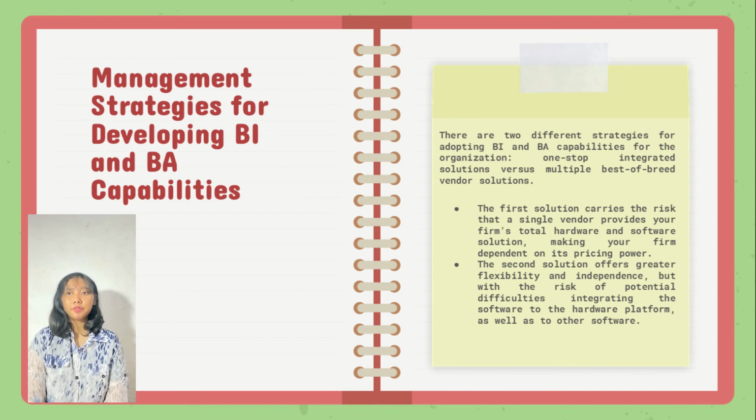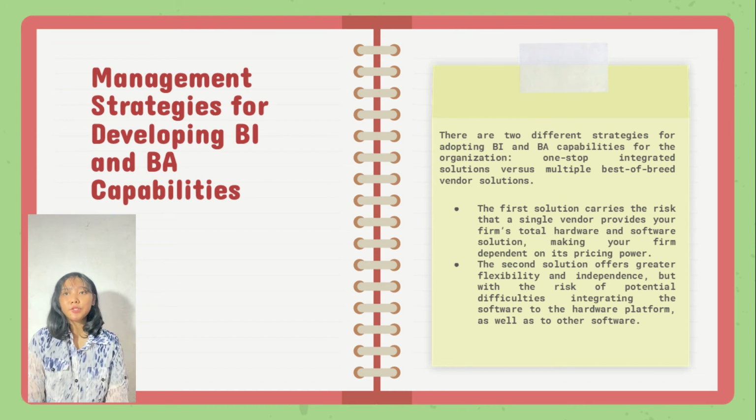There are two different strategies for adopting BI and BA capabilities for the organization: one-stop integrated solution versus multiple best-of-breed vendor solution. The first solution carries the risk that a single vendor provides your firm's total hardware and software solution, making your firm dependent on its pricing power. However, it offers the advantage of dealing with a single vendor who can deliver on a global scale.